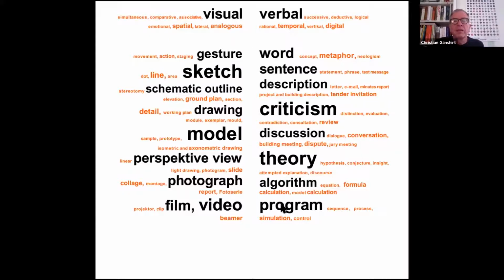And something that's important to understand today is that the visual tools are not very good for designing sustainability. So they don't help us very much to understand the sustainable aspects of a project. So we need verbal tools, and we need to emphasize verbal tools to be able to do that.